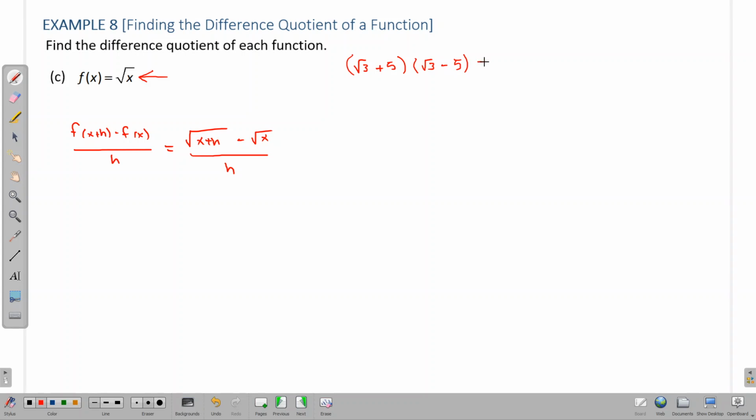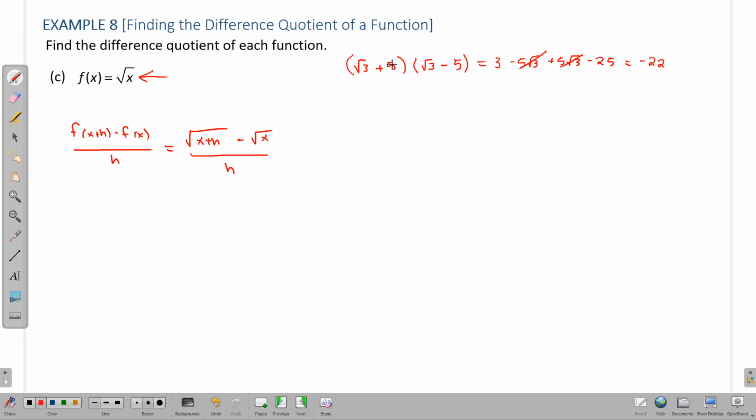When you multiply these, you would need to FOIL, so it would be square root of 3 times square root of 3, which is just 3. You would have square root of 3 times negative 5, which is minus 5 square root of 3. You would have positive 5 radical 3, and then the last one would be negative 25. Notice these two middle ones cancel. They always are going to wipe each other out because they're always going to be opposites, and then you can just subtract these two terms, which will give you negative 22.